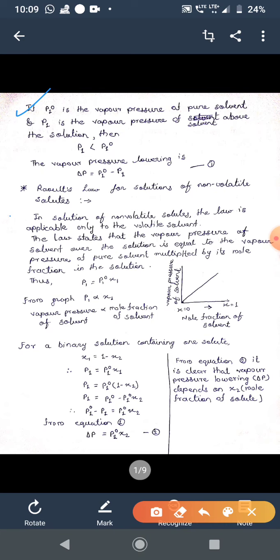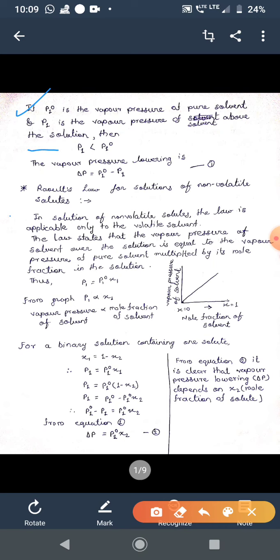So, the vapor pressure in the pure case will be greater than the vapor pressure of the solvent present in solution. Thus, we can say that P1 is smaller than P1 naught. P1 is the vapor pressure of the solvent present in solution, and P1 naught is the vapor pressure of the solvent when it is present alone.